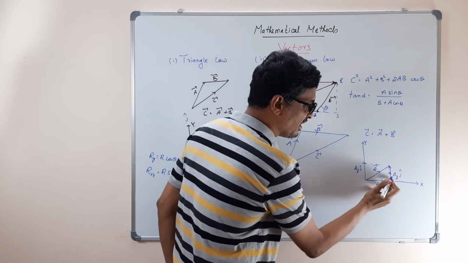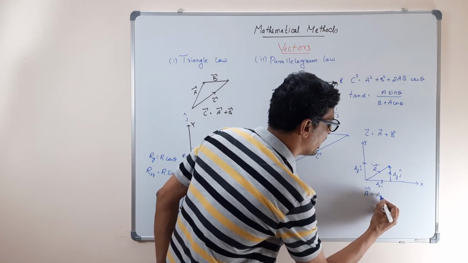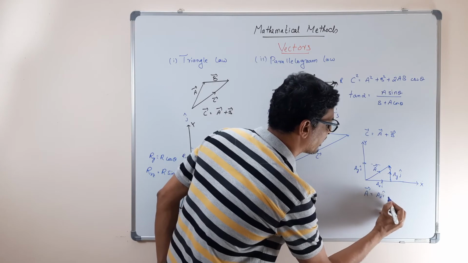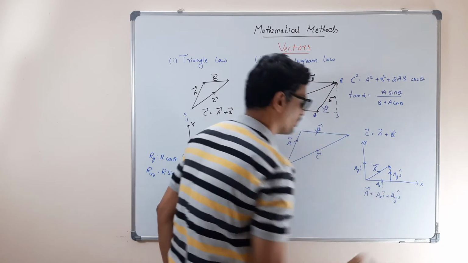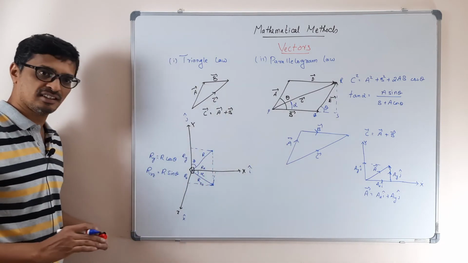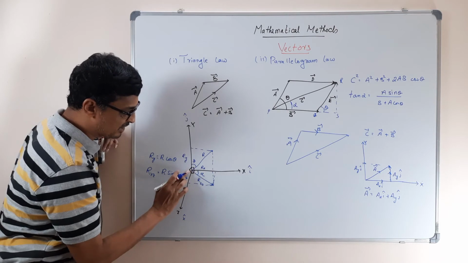Can you use the triangle law? So A vector will be equal to Ax i cap plus Ay j cap. Same I do it here. Okay, so what happened? Try it out.